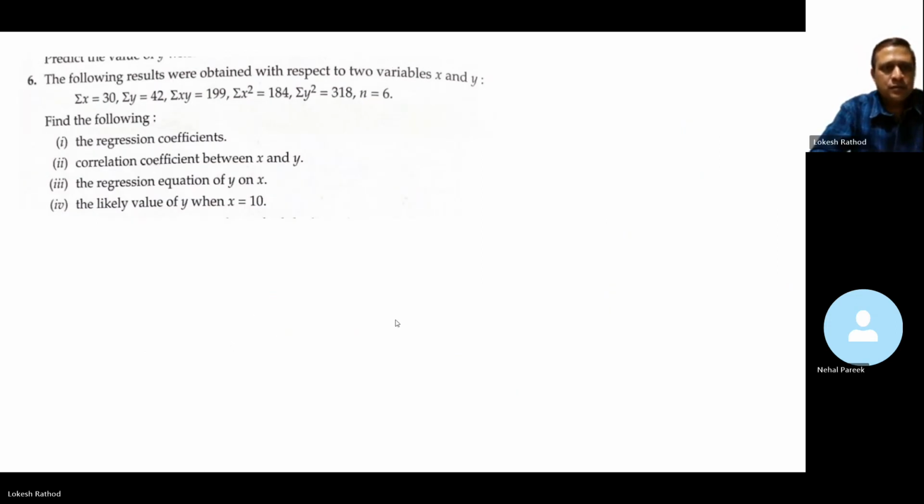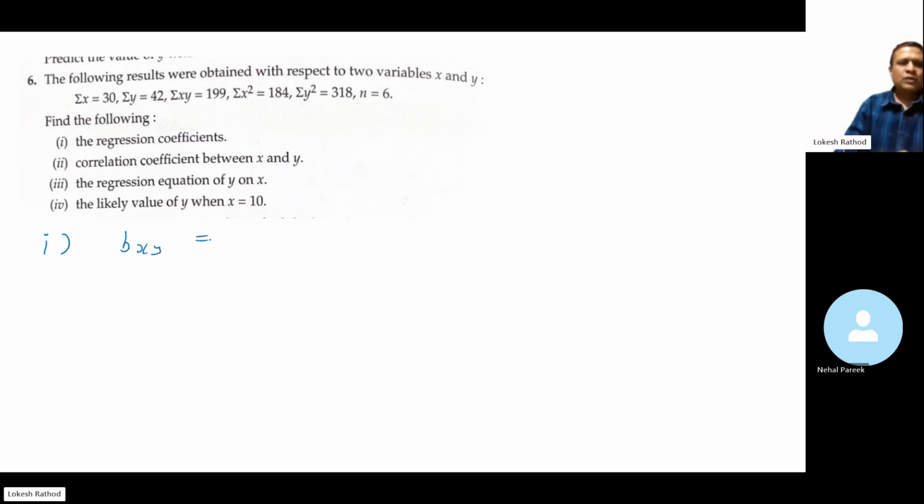This question. The following results were obtained with respect to two variables x and y. Sigma x, sigma y, sigma xy, sigma x square, sigma y square, n is given. Everything is given. First thing, regression coefficient. So regression coefficient is what? Byx and bxy. Bxy and byx, right?